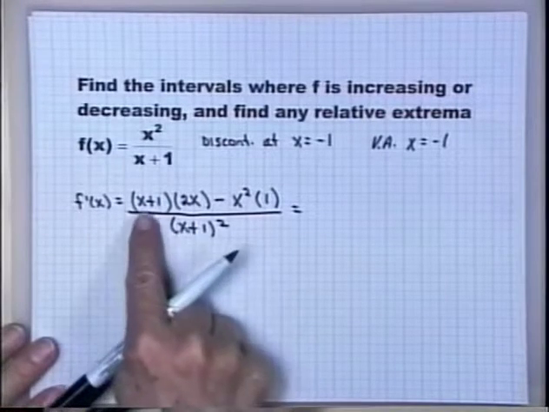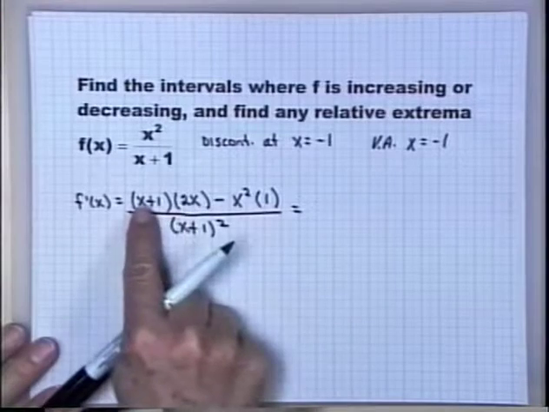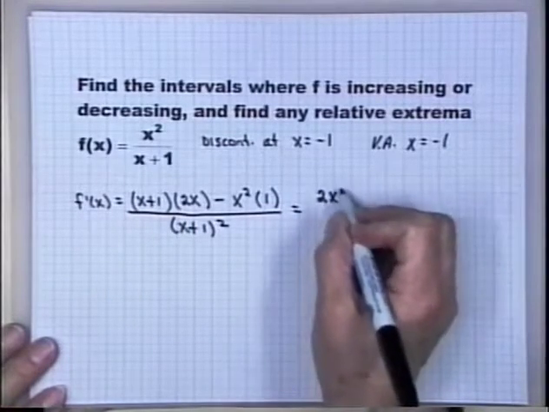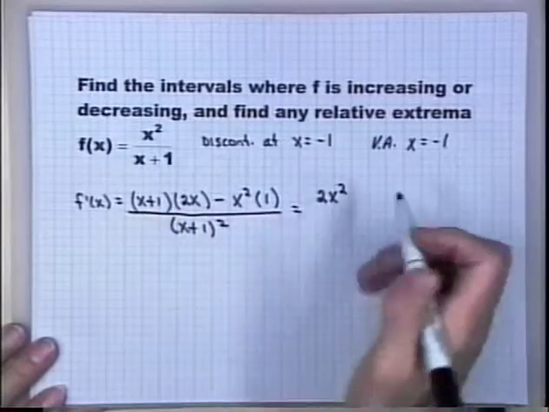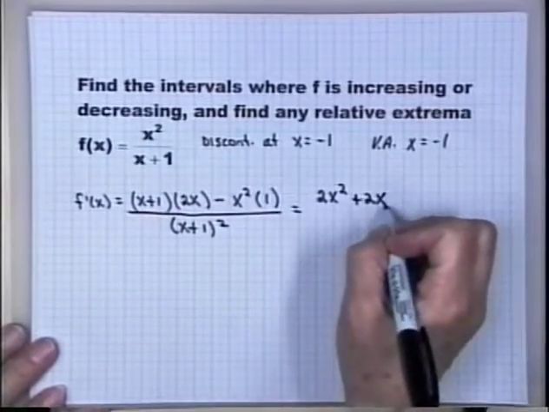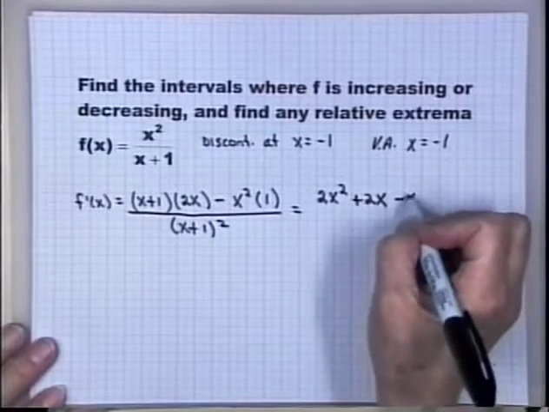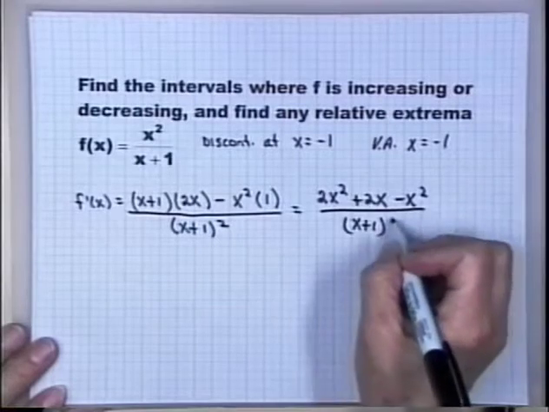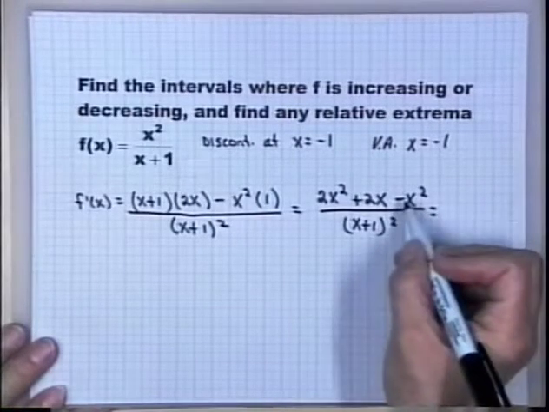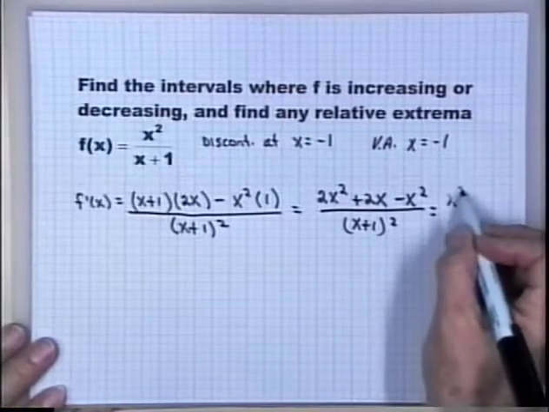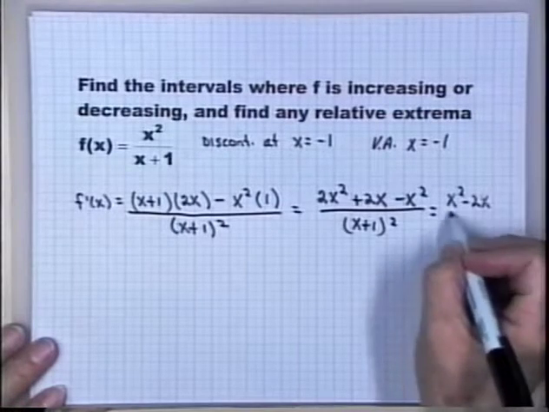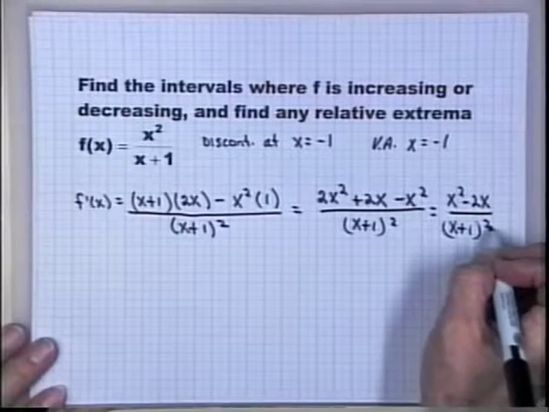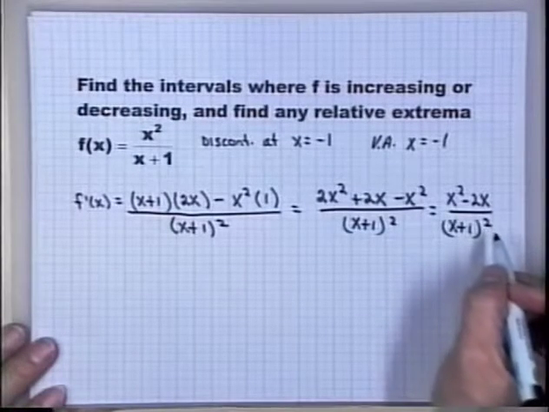So all we can do is multiply this out and simplify on top. So distributing our 2x here, 2x times x gives me 2x squared plus 2x times 1, so plus 2x. And then I have a minus x squared. Again, all of this is over x plus 1 quantity squared. And finally, combining like terms, I have 1x squared, so x squared minus 2x over x plus 1 quantity squared. And then I'm going to do one other little thing here.